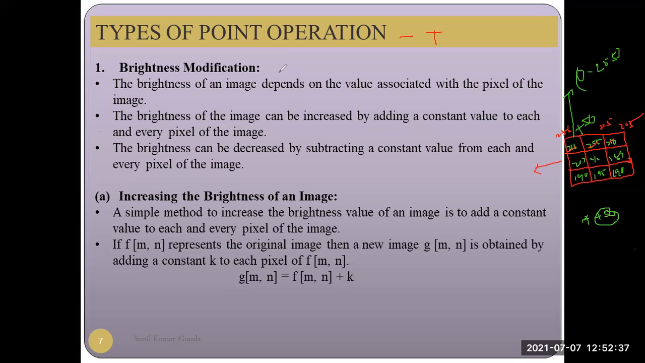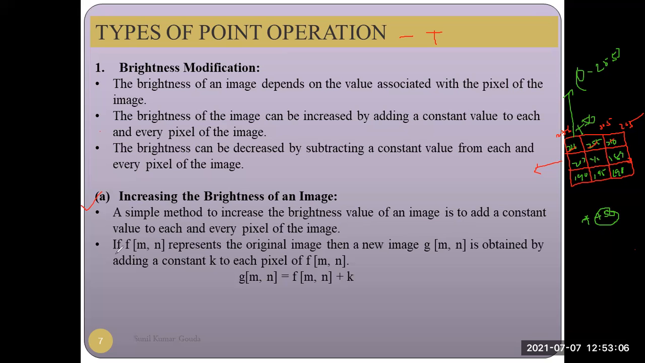So like this, we can increase the brightness or decrease the brightness. Now, what type of operation is this? This is a linear operator because the input image and the output image are linearly dependent. Improving the brightness is nothing but a linear operation. So this is an example of how to increase the brightness of the image. It's a very simple method: add a constant value to each and every pixel.